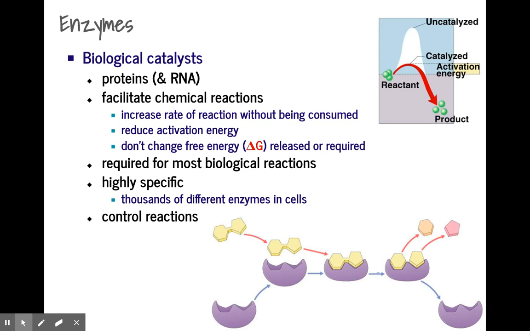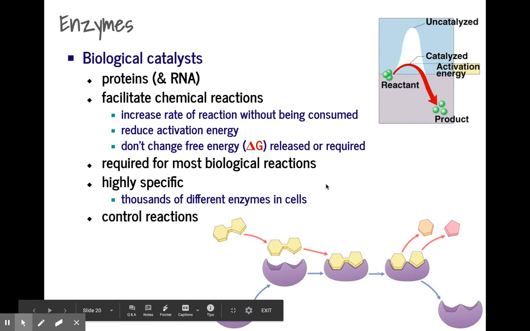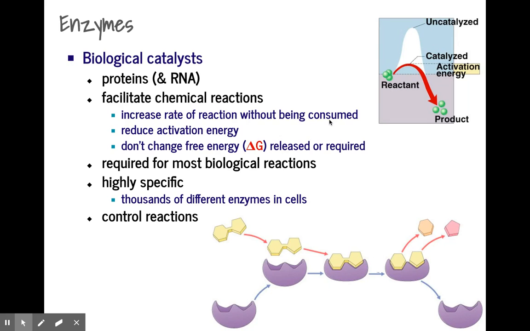Now our enzymes help to facilitate chemical reactions. They increase the rate of the reaction without being consumed. So when your enzyme breaks something apart, it doesn't fall apart. It reduces the activation energy, and it doesn't change the free energy that's released or required. They're required for most biological reactions, and enzymes are highly, highly specific. We have thousands of different enzymes in cells, and they help to control the chemical reactions in our body. Some of them are super important, and some of them not so much.